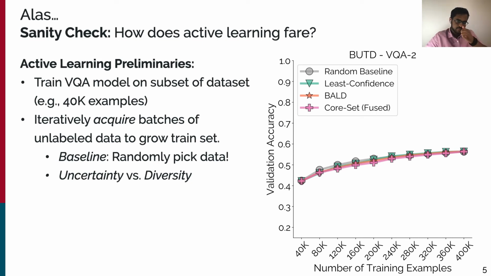Concretely, this graph shows performance when training a bottom-up, top-down attention model for VQA on 10% of the VQA2 dataset, then performing active learning by adding batches of 40,000 examples at each iteration. We test this with two uncertainty-based approaches, least confidence and BALD, Bayesian active learning by disagreement, and one diversity-based approach, core sets. And in gray, beating all the other fancy active learning strategies is a random acquisition baseline. In other words, active learning for VQA does not seem to work.